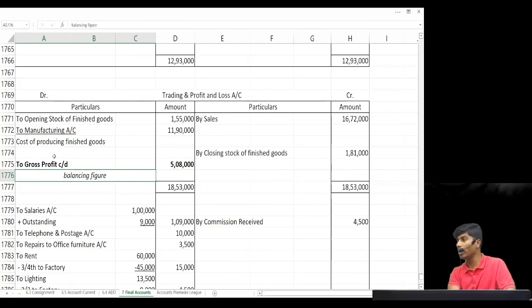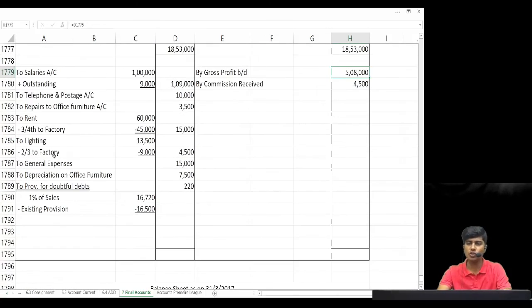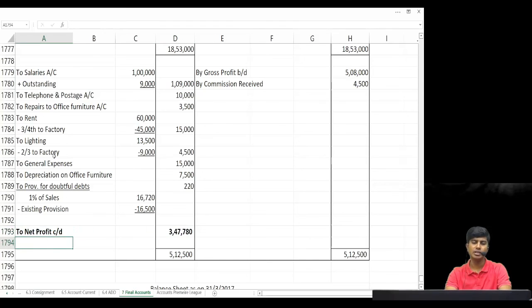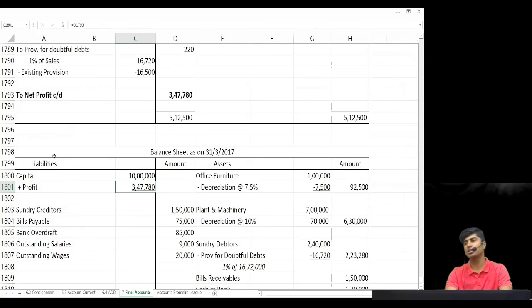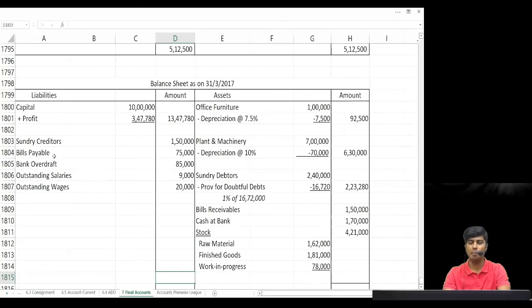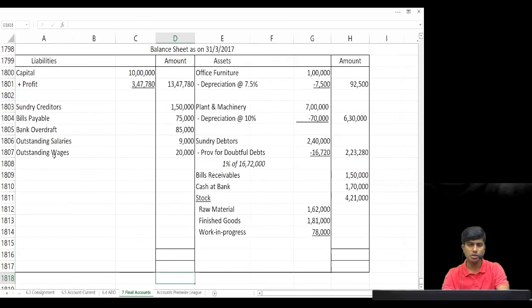This is the gross profit carried down, to the P&L account. In the P&L, by gross profit brought down 5 lakh 8,000. 5 lakh 8,000 plus 4,500 is 5 lakh 12,500. I'll write 5 lakh 12,500 here as well. Let me find my net profit, balance carried down as the balancing figure: 3,47,780. We'll write this 3,47,780 to capital. We have capital here. I will add the profit 3,47,780. 13,47,780 is my capital. Come on, total the balance sheet: 16 lakh 86,780 on the liability side. Check it on the asset side.